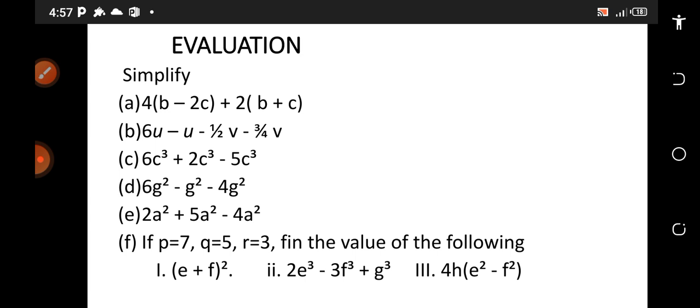While the sixth one says if p is equal to 7, q is equal to 5, r is equal to 3, find the value of the following. 1, e plus f all squared. 2 says 2e cubed minus 3f cubed plus g cubed. The third one says 4h(e squared minus f squared).